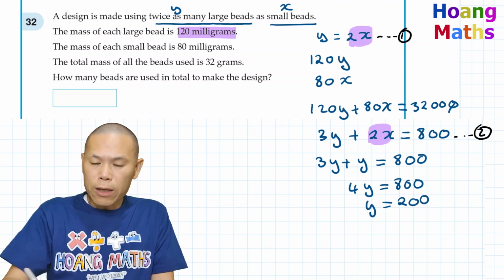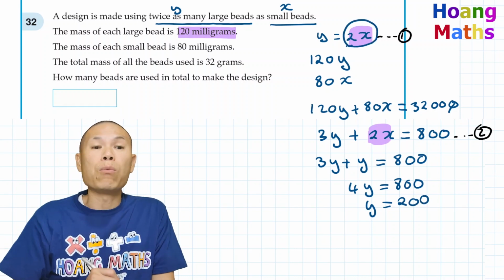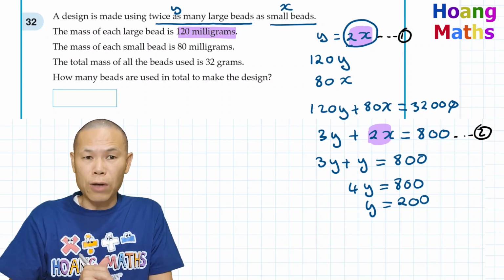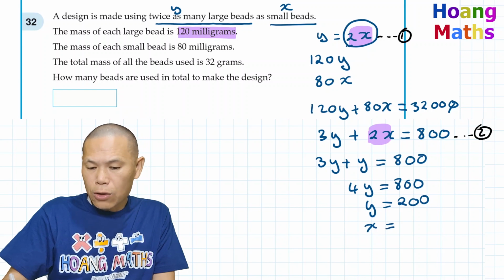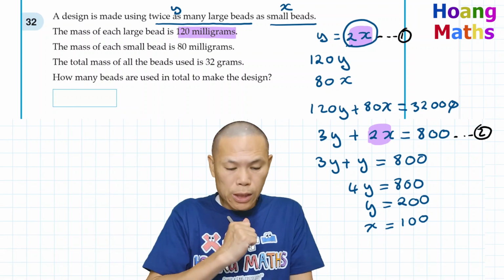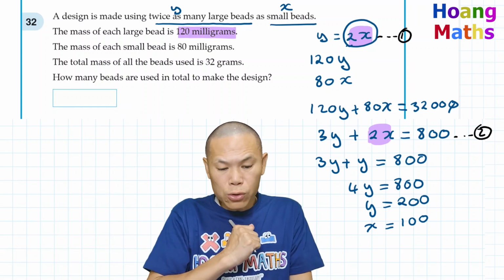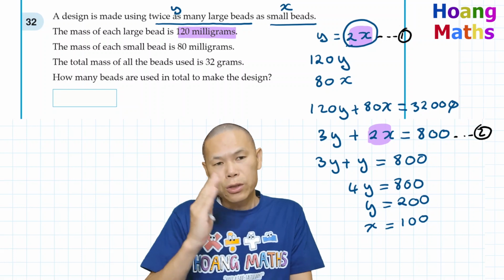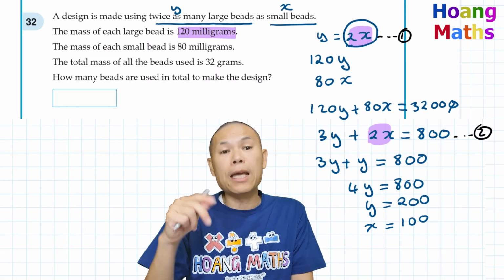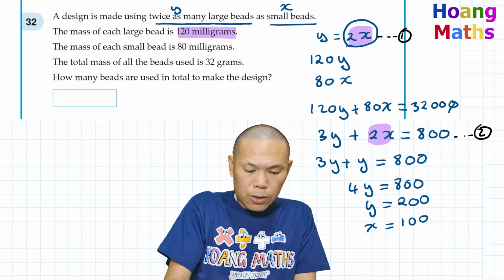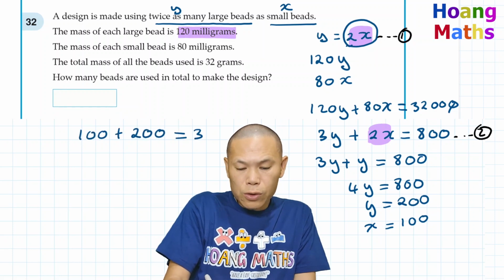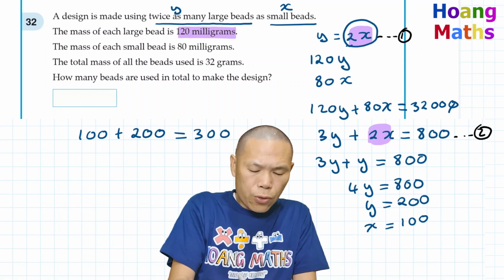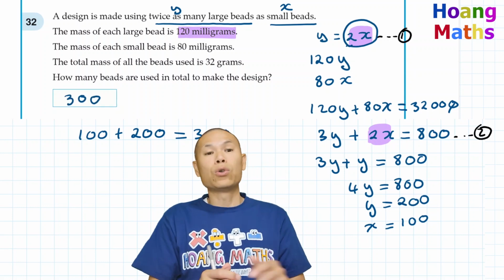So now we know that x is half of y because y is 2 lots of x, right? So therefore x should be half of that. So x is equal to half of 200. It gives me 100. And we know the question is asking for how many beads are used in total to make the design. So we just add the large beads and the small beads all together. So 100 and we add 200. So that gives me 300. So therefore 300 beads all together.